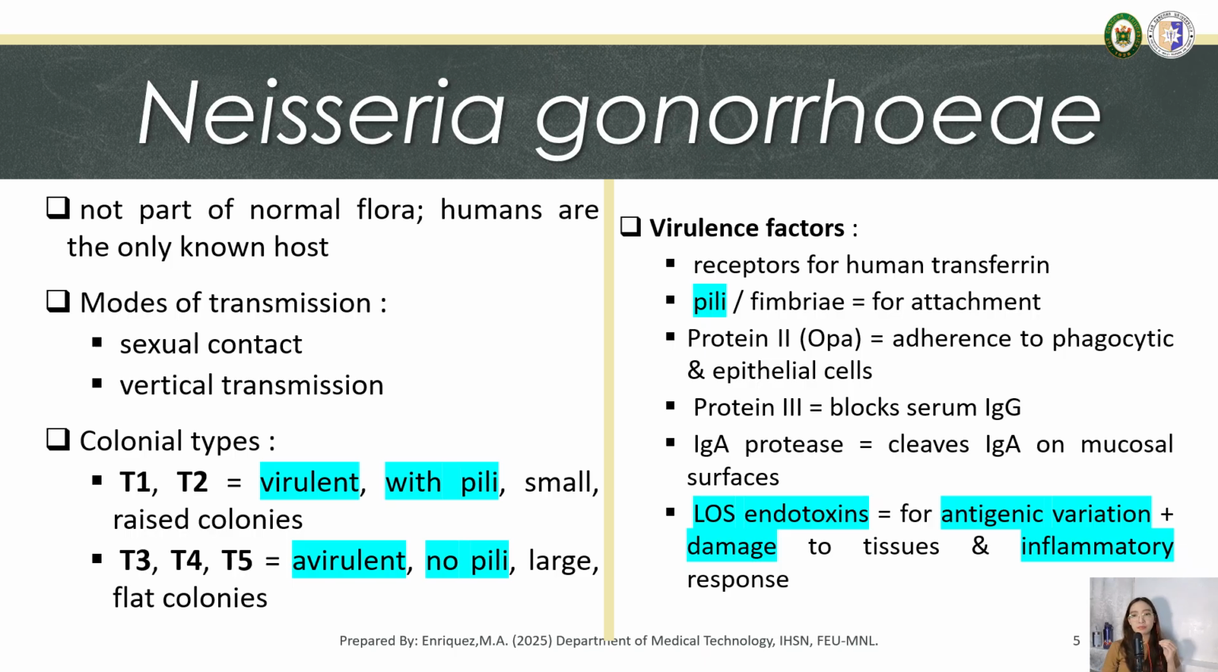Okay? So again, let's repeat. The primary virulence factor of Neisseria gonorrhoeae is its pili. So if they don't have the pili, then we would refer to them as avirulent. So as we can see right here, they don't have pili and they're capable of producing large flat colonies. Okay.